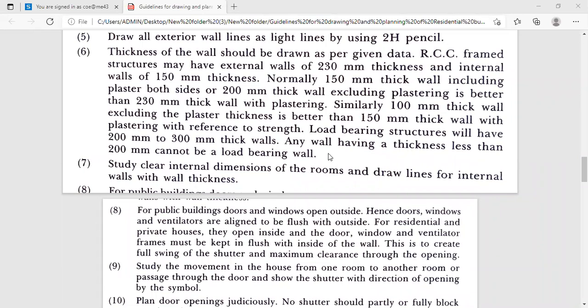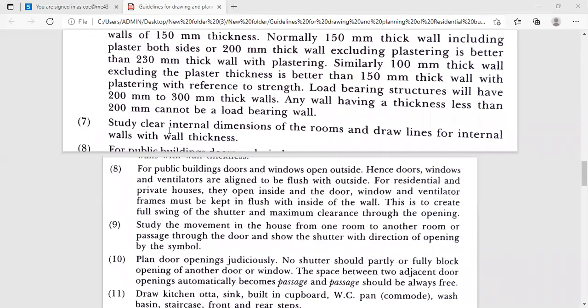In a load bearing structure, we don't have to provide a wall thickness of less than 200. Then study the clear internal dimensions of the rooms and draw lines for internal walls with wall thicknesses. As I already told you, by studying the internal dimensions of each and every room, you have to decide where to provide the internal walls.